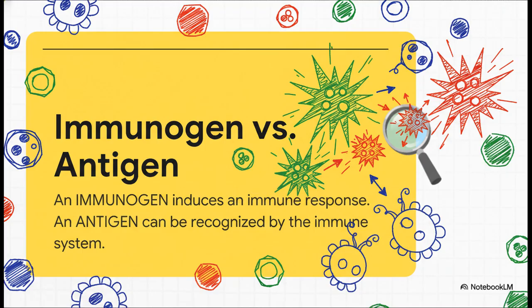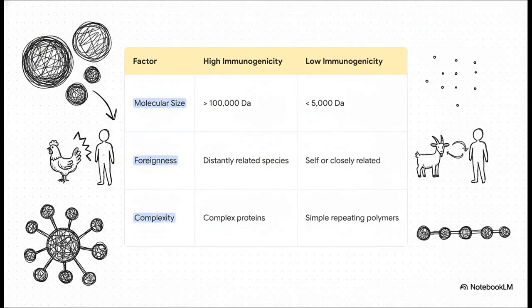Think of it this way. An antigen is a face in a crowd that your immune system sees, but an immunogen is the face that makes you stop, do a double take, and realize something is up. So what makes a good immunogen? What really sets off the alarm bells? Well, a few things are key.